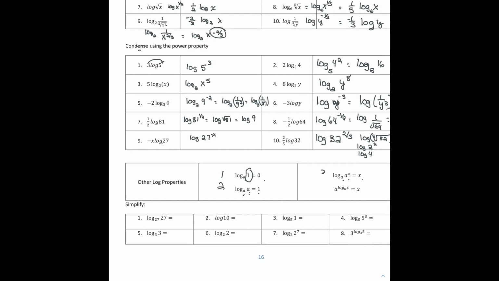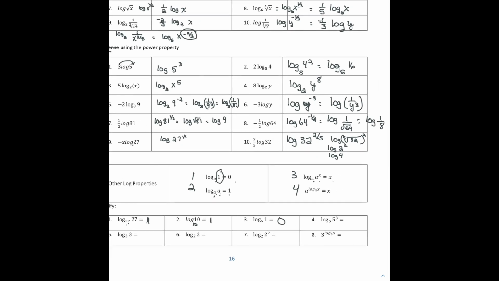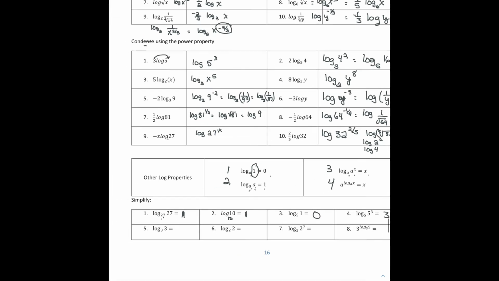I like to number them so you can see. So 1, log base 27 of 27, that's the same as this one. Your base and your argument are the same, so we know that's 1. Common log of 10, so your base and your argument are the same. This one would be 1 as well. Log base 5 of 1. It doesn't matter the base, if you're taking log of 1, it's going to be 0. Number 4 is the same as number 3. Your base and your argument are the same, so my answer is x, which in this case is 3.